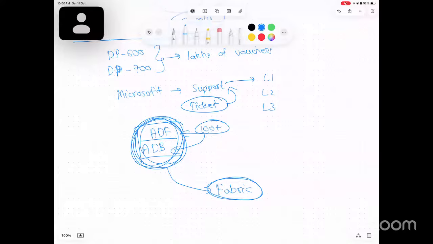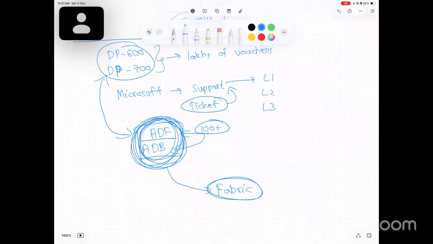Because they also know that this is the emerging technology. There are people who have been on the support of Azure for many, many years, and they all jumped ship to Fabric. And all the people who are working in ADF and ADB roles are clearing these two certifications, DP600 and DP700, to get ready for their new roles.